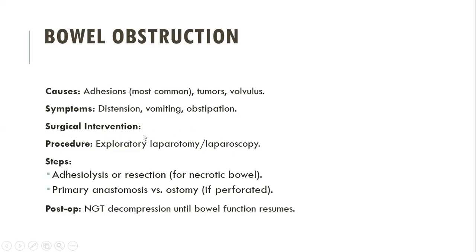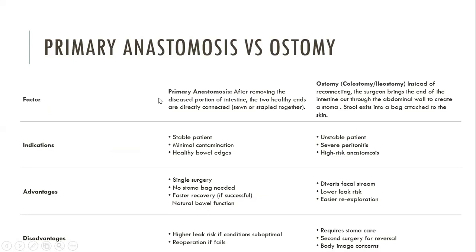Now, in the surgical intervention, we do exploratory laparotomy or laparoscopy. Let's suppose the patient is having adhesions. So we do adhesiolysis or resection for necrotic bowel wall, and also if there is a bigger obstruction, we do primary anastomosis or ostomy. I'll be telling you about these two in the next slide. In the post-op, you should give nasogastric tube decompression until bowel function resumes.